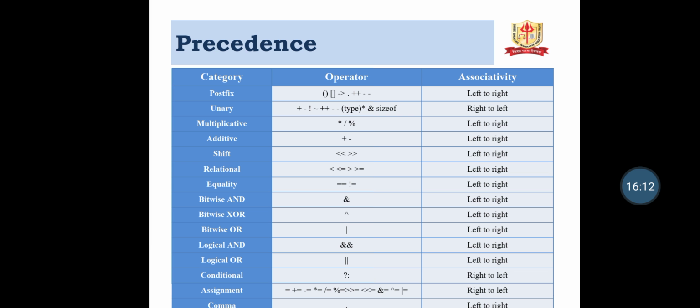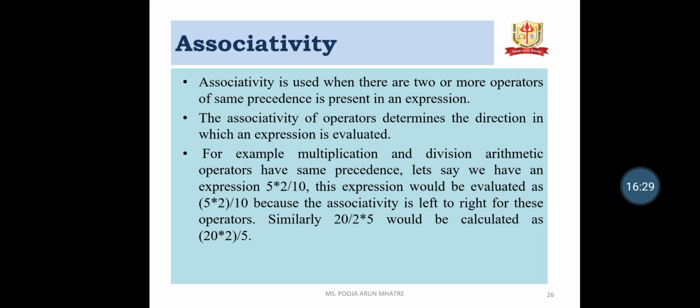Precedence, the category, operator and associativity. Here the precedence of the operators is given from left to right and right to left. So where the priority is and where the associativity is given in this diagram. Associativity. Associativity is used when two or more operators of the same precedence are present in an expression. The associativity of an operator determines the direction in which the expression is evaluated.